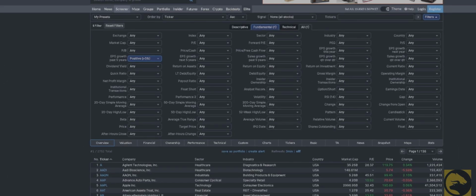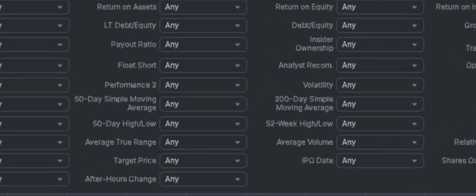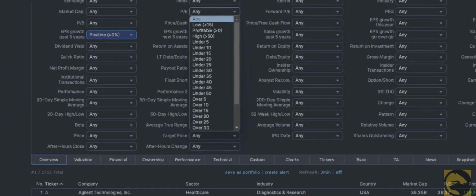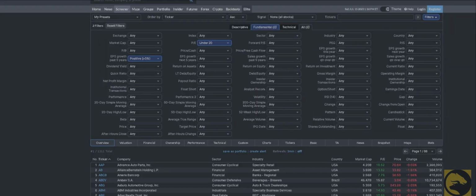So this is the second option that we're going to choose, the PE. So how do we filter the PE? It's pretty simple. We want to choose the PE parameter to be under 20, right here, or any PE you prefer, but under 20, between 20 and 10, is considered undervalued or pretty good value. The lower the better, but again, always look at the industry's average. I hope you guys are following me.